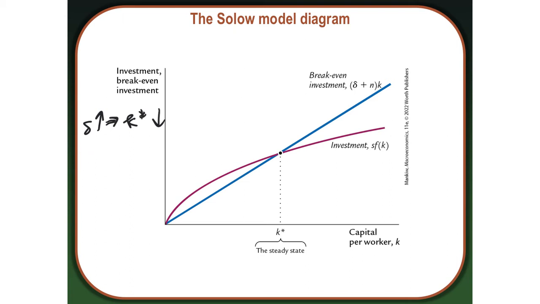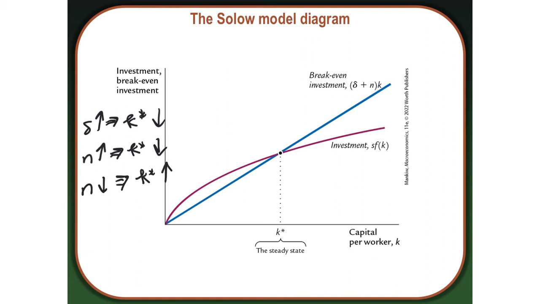But now let's look at what happens if n changes. The nice thing here is the intuition is exactly the same. If n changes, then this coefficient gets bigger, the slope gets steeper, and this line rotates to the left towards the y-axis. It's the exact same impact as an increase in depreciation. So an increase in n will cause K star to go down as well. If n goes down, then the exact opposite will happen. This means that K star will go up.